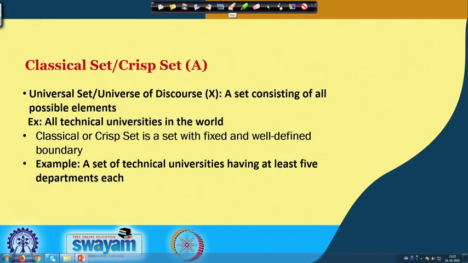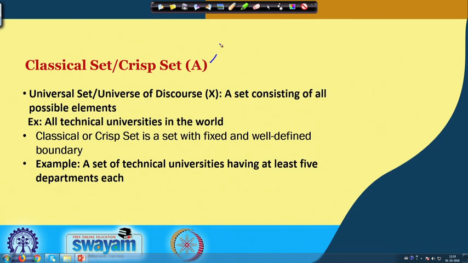Before I discuss what we mean by the fuzzy set, let me discuss what we mean by the classical set or the crisp set first. To define the concept of the crisp set, we try to explain the terms universal set or universe of discourse. Let me take one example.